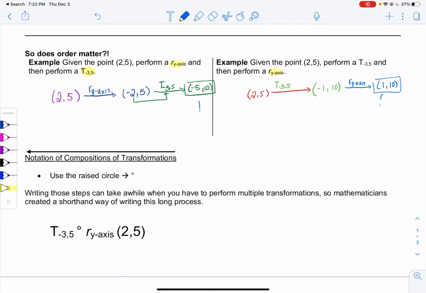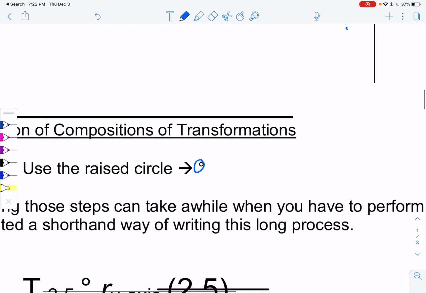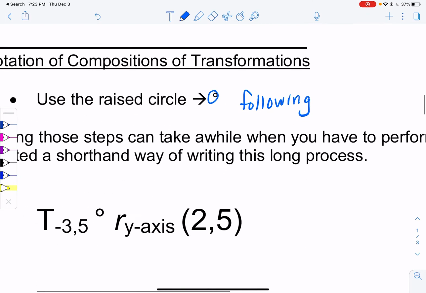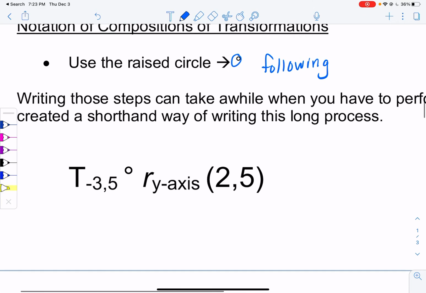So, notation of compositions of transformations. In this class, we're going to be using this raised circle, which simply means following. So whenever you see this symbol, I want you to think of the word following. So you're following something else. Writing these steps can take a while. We need to perform multiple transformations. So mathematicians create a shorthand way of writing this long process by using this symbol. When we're using this symbol, I basically do the transformation that's closest to my point first.